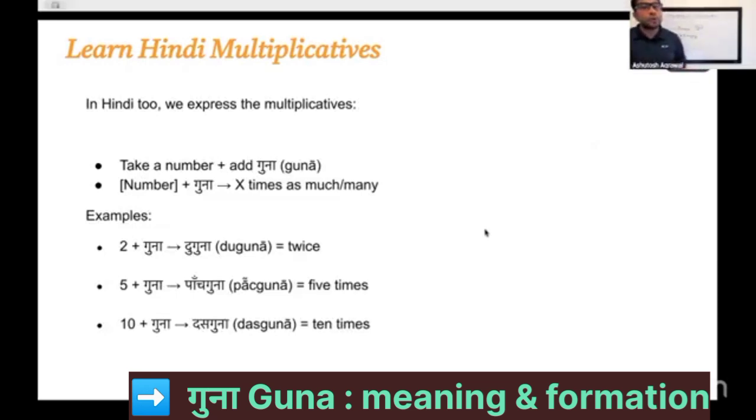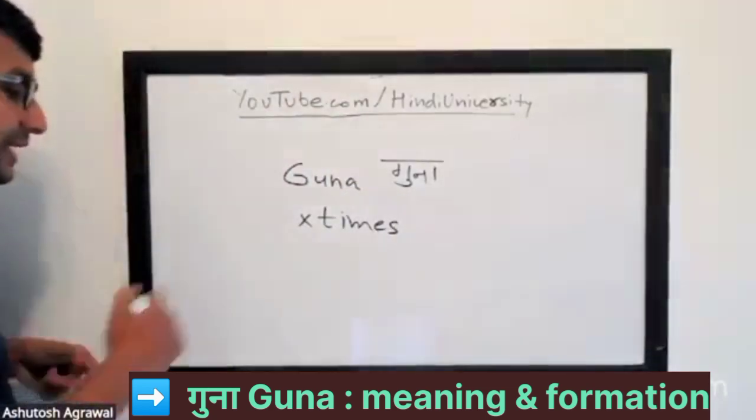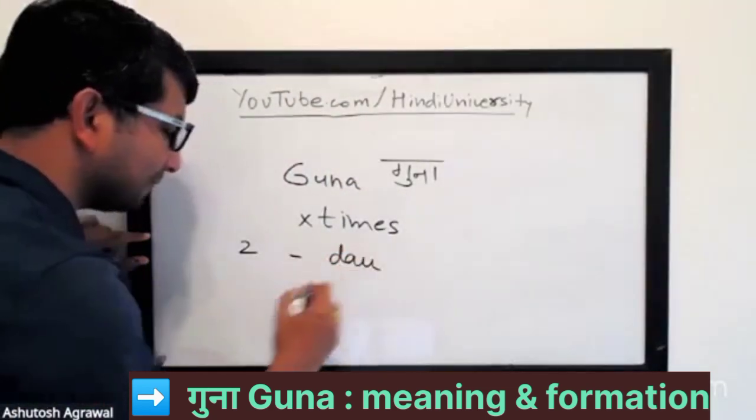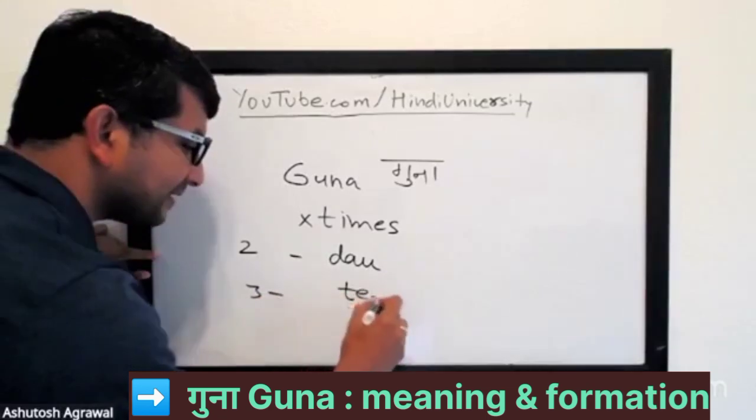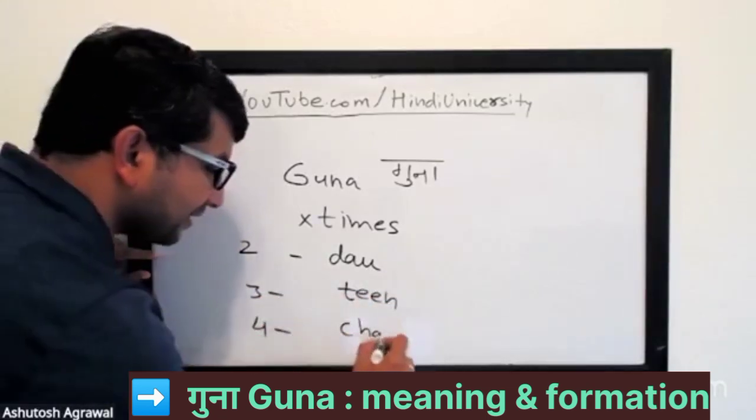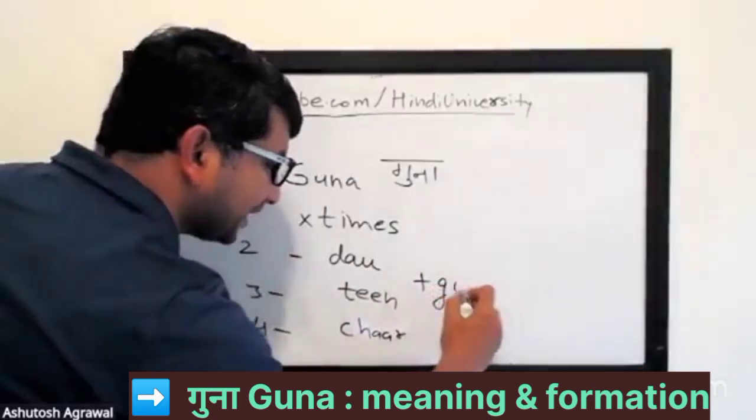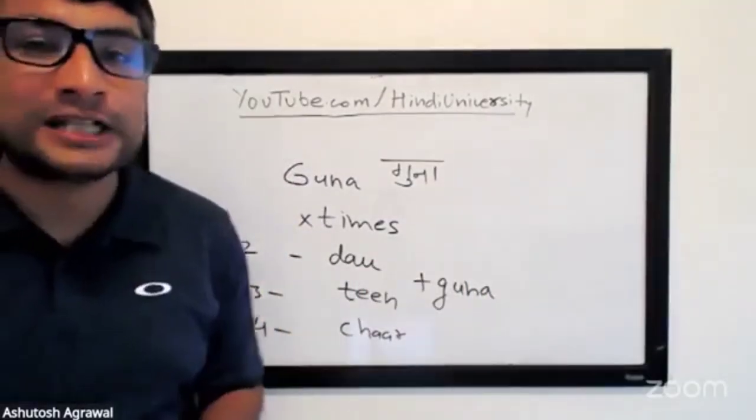How do you use Guna in your day-to-day life or with different numbers? You take the number in a very simple way and put Guna next to it. There are some irregular uses as well as the regular use, but for simplicity right now, let's just say you take the number and put Guna next to it. As simple as, the number 2 is do, 3 is teen, 4 is char, and if I put Guna next to it, it becomes do Guna, teen Guna, char Guna.